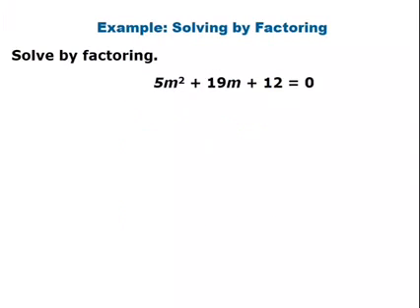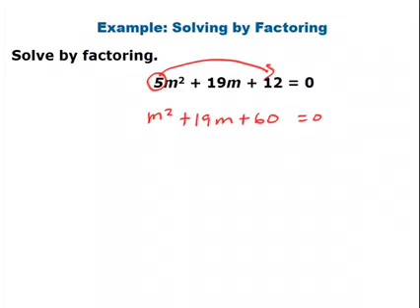All right, let's try another one like that. We've got a leading coefficient of 5 here, so we've got to use slide divide factoring. And so we're going to take our coefficient of 5, and we're going to slide it back through multiplication. We've got m squared plus 19m plus 60 equals 0. Factors of 60 that add up to be 19, well, that's going to be 15 and 4. So m plus 15, m plus 4.